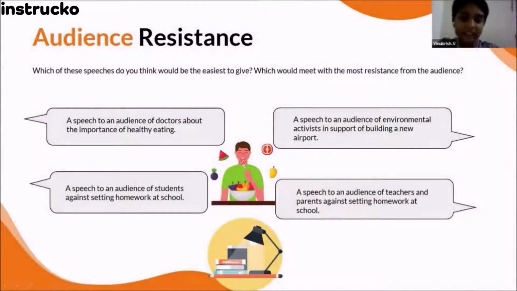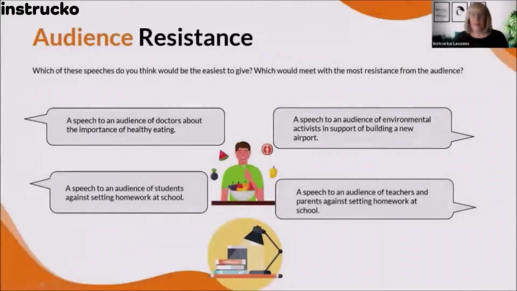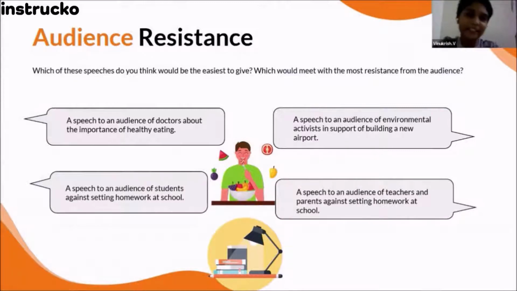Who is the most resistant? The parents. Yes, the parents and the teachers, because the teachers want to set homework too. So the parents and the teachers in this one would probably be resistant. But if you gave the very same speech to students, they would probably be on your happy side, because they won't have homework. You could go swimming, go to the fun fair and watch movies. They'll be jolly.